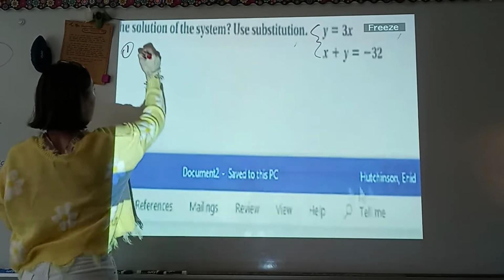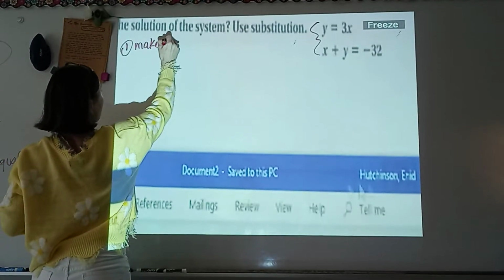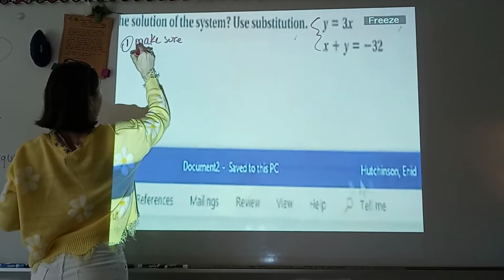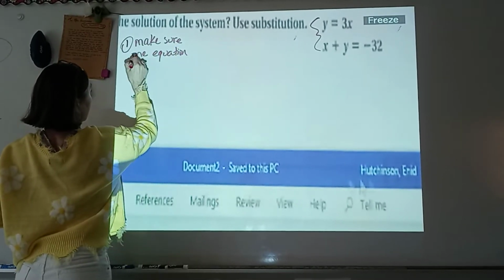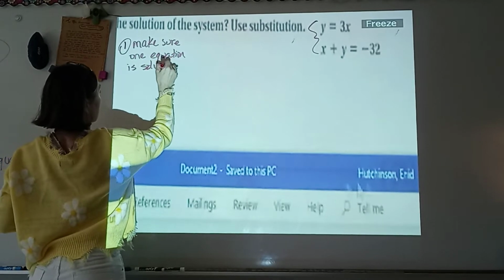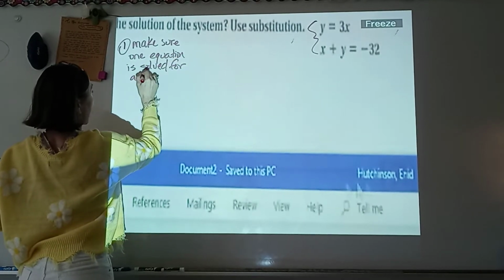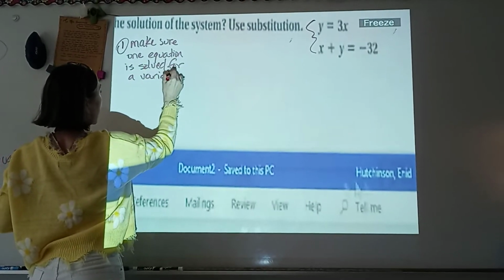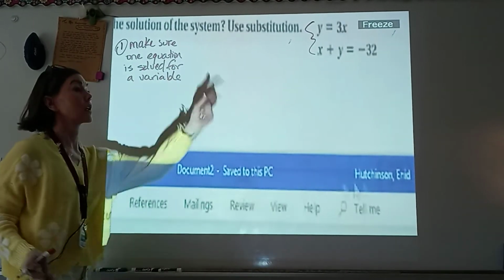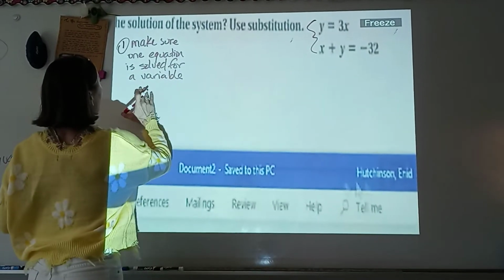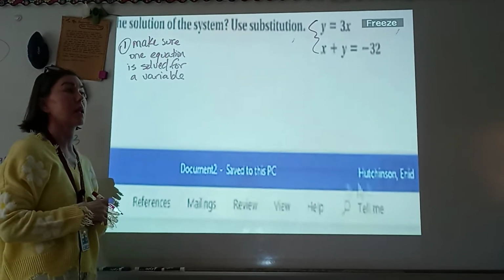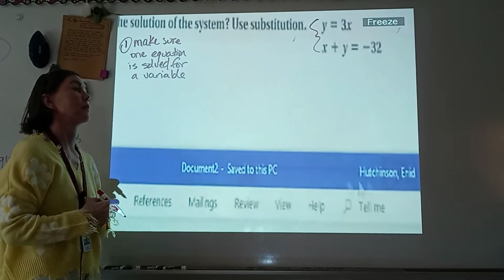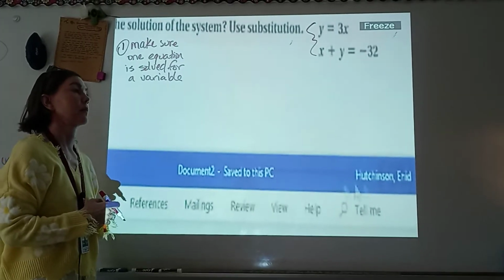Step one, make sure one equation is solved for a variable. Could be X or Y. Can you get that? Make sure one equation is solved for a variable. Okay?